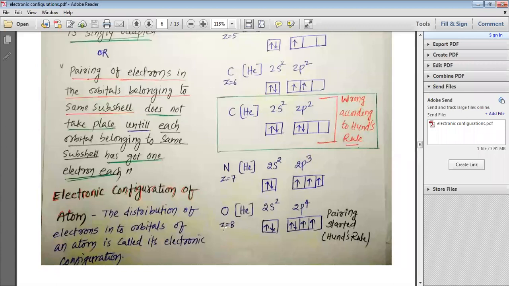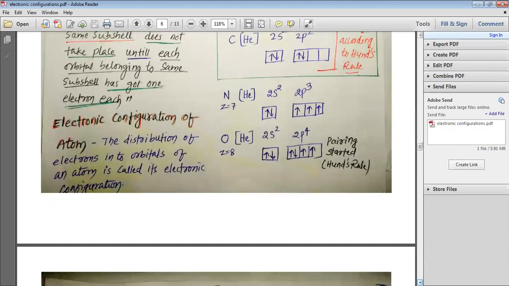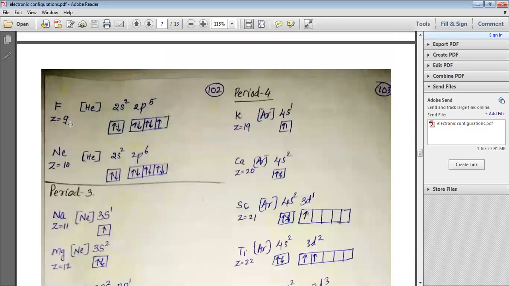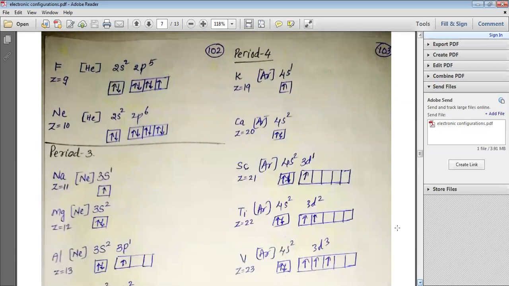Next, if we take atomic number 8, that is oxygen, we can write the electronic configuration as [He] 2s2 2p4. Now the fourth electron goes into the first orbital where the pairing starts, because all three degenerate orbitals have been occupied singly, with one electron each. So now the pairing starts according to Hund's rule. In the same way, atomic number 9 is fluorine. The electronic configuration is [He] 2s2 2p5, and you can see that in the 2p orbital, pairing took place.